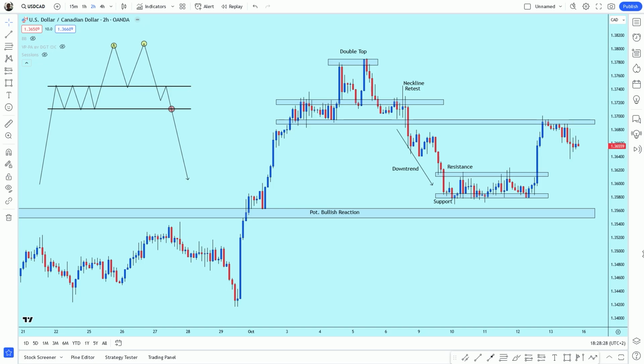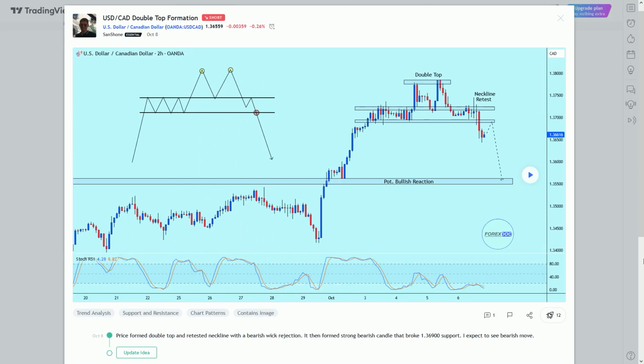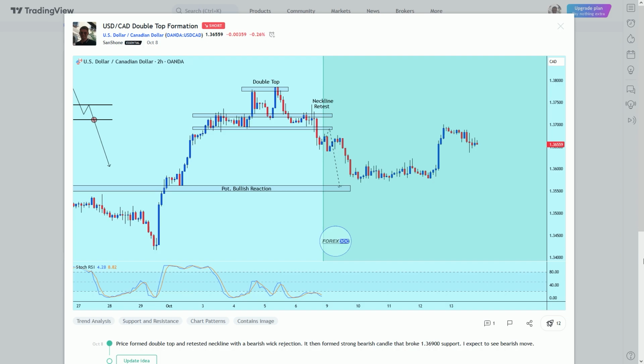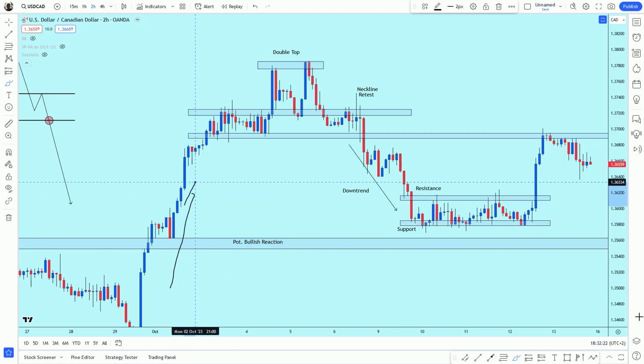First example that I want to talk about is this US dollar Canadian dollar analysis. Back on October 8th I shared this analysis and I said that I expect to see a bearish move. As you can see, the bearish move occurred, and now let me show you the reasons why I expected to see a bearish move. First, we can see this massive bullish trend here, and then price started to consolidate here.